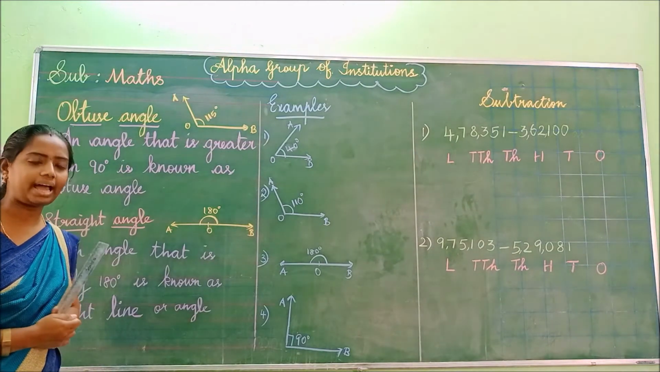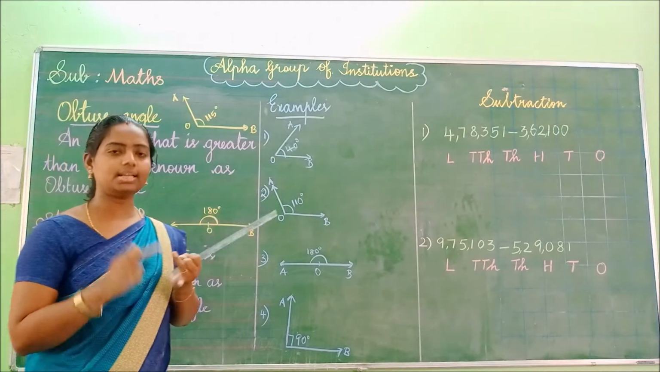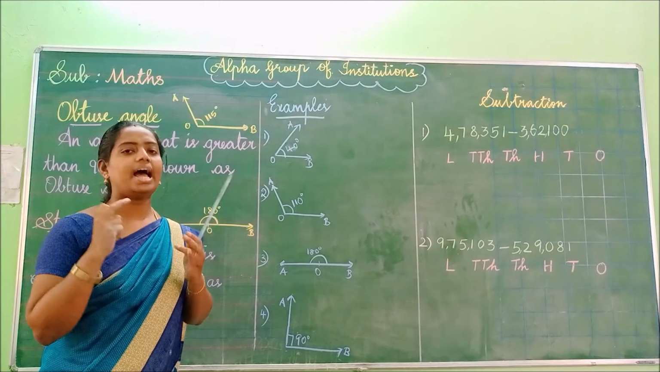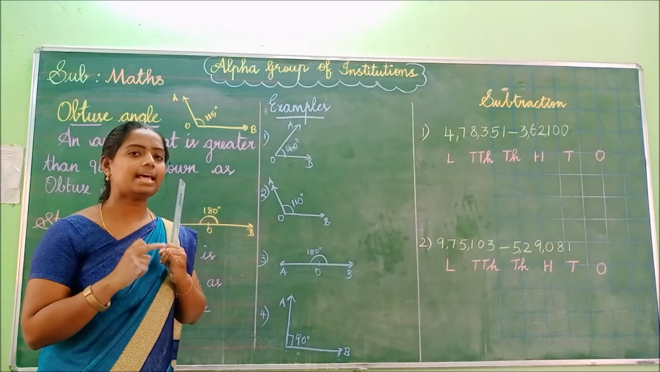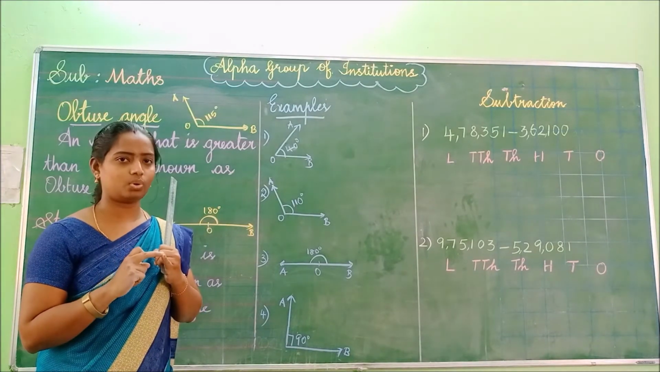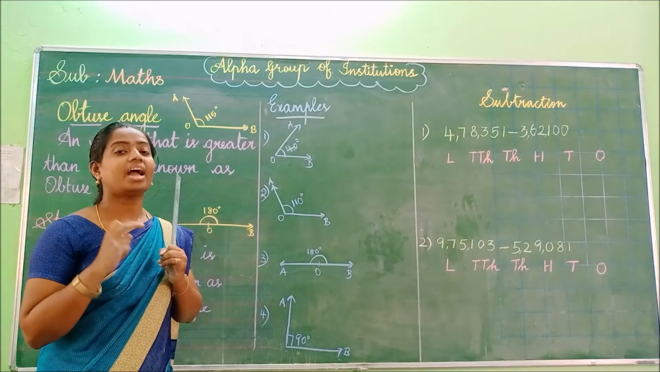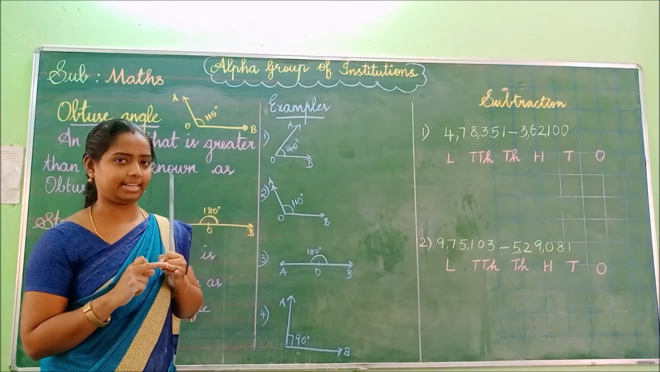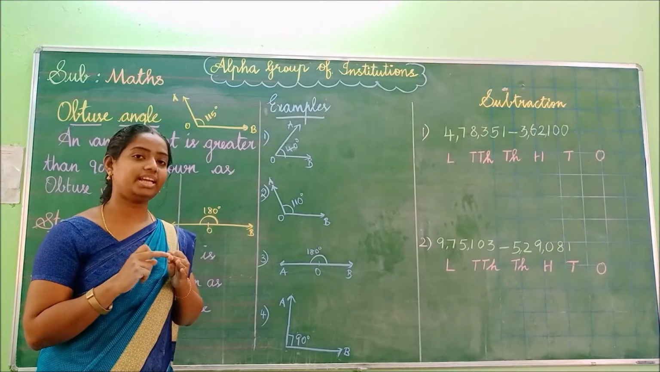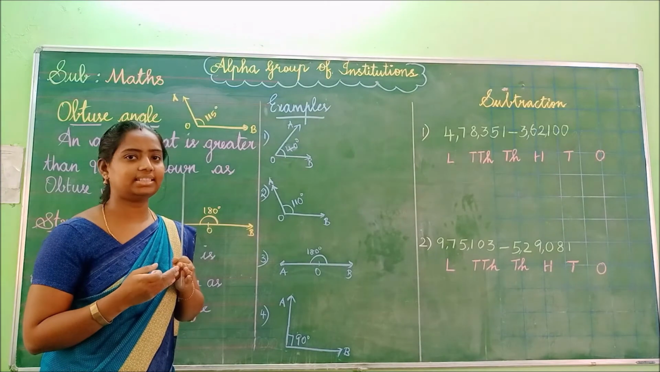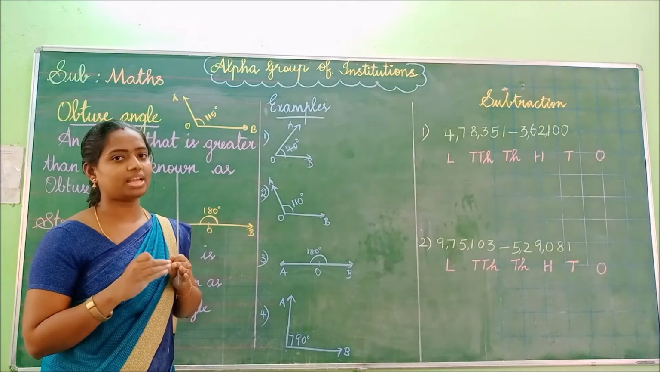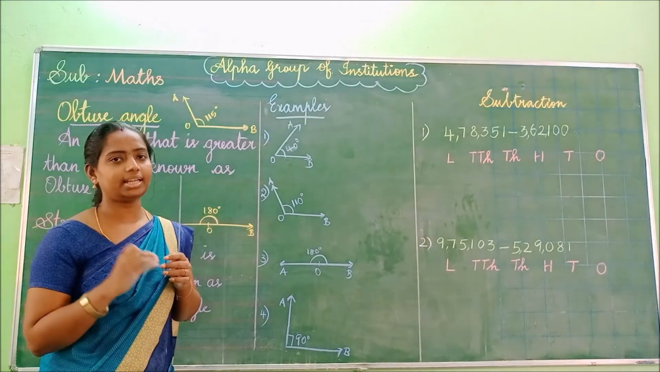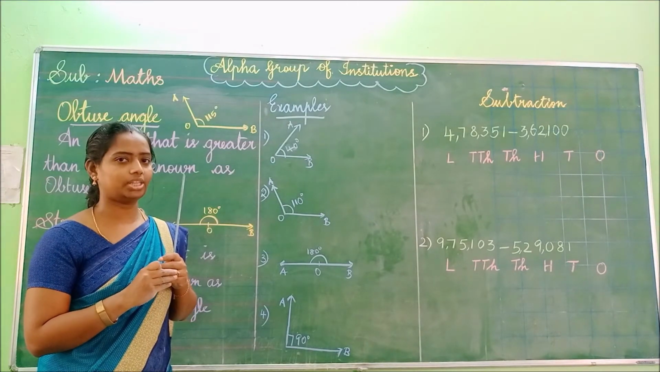You must be clear about all the angles here, children. Acute angle, right angle, obtuse angle and straight angle. An angle which is less than 90 degrees is known as an acute angle. An angle which is exactly 90 degrees is known as a right angle. An angle which is greater than 90 degrees is known as an obtuse angle. An angle which is exactly 180 degrees is known as a straight angle.